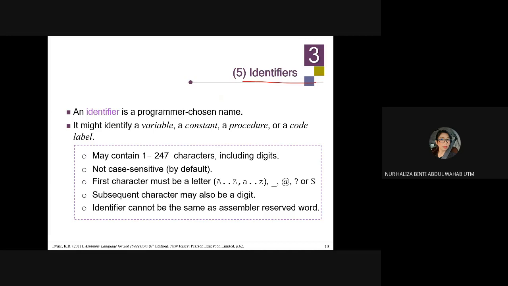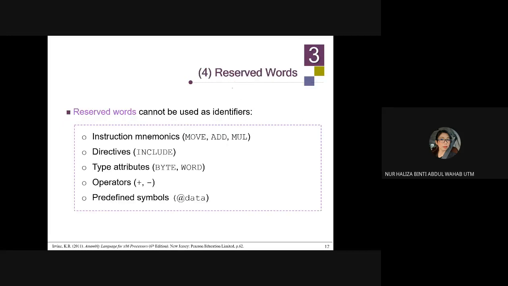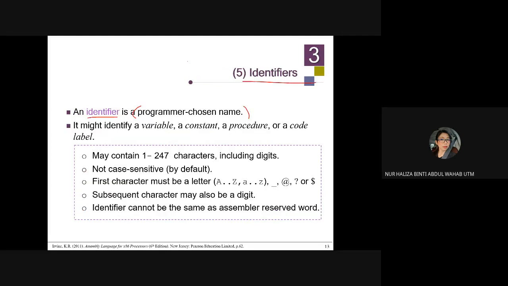So under identifier, you need to identify something, the one that you choose. You can have any name, only that you cannot use the reserve words. So there are 1, 2, 3, 4, 5 reserve words that you need to avoid using in your identifier, because the identifier is normally the one that you set. It might identify a variable, a constant, a procedure, or a code label. You can identify any of your variables, the set of your variables.